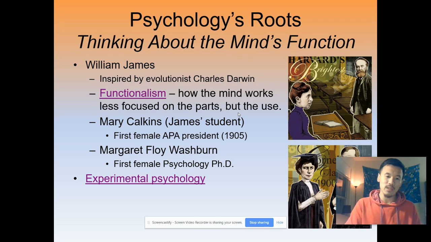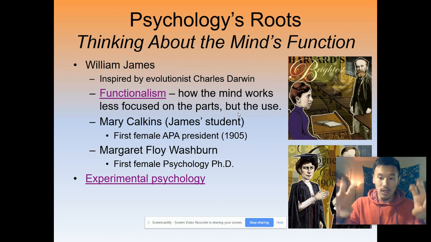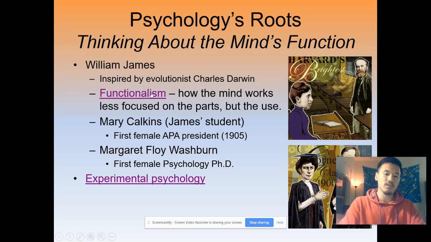So William James believed that the mind works in a similar way. All the things that our mind does have a purpose and a use, and it helps us survive. It helps us function in this society. So I'm going to let you write down the definition for functionalism now.